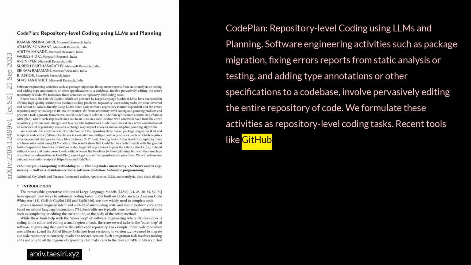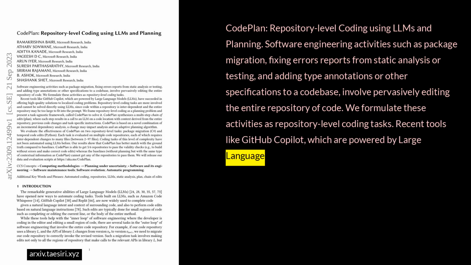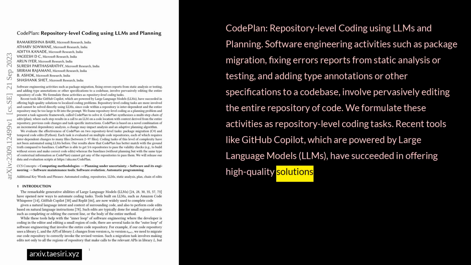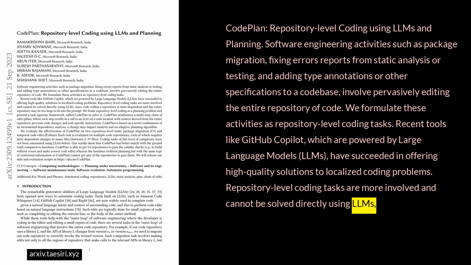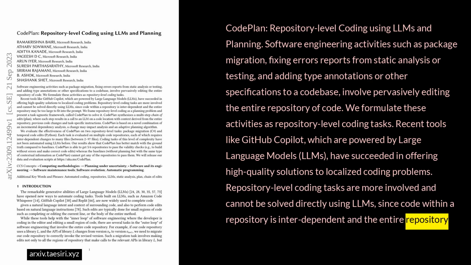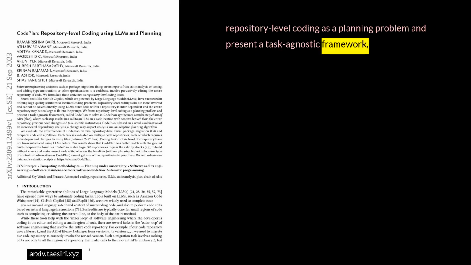Recent tools like GitHub Copilot, which are powered by large language models, LLMs, have succeeded in offering high-quality solutions to localized coding problems. Repository-level coding tasks are more involved and cannot be solved directly using LLMs, since code within a repository is interdependent, and the entire repository may be too large to fit into the prompt. We frame repository-level coding as a planning problem and present a task-agnostic framework called CodePlan to solve it.